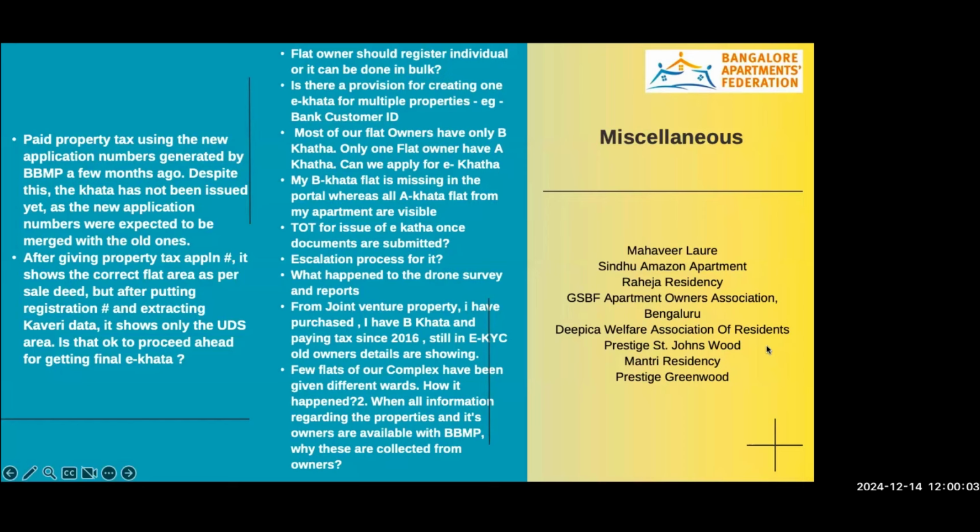Most of our flat owners have only B Khata. Only one flat owner has A Khata. Can we apply for e-Khata? Yes, everybody who has B or A Khata can apply for e-Khata. You'll get either an A e-Khata or a B e-Khata.